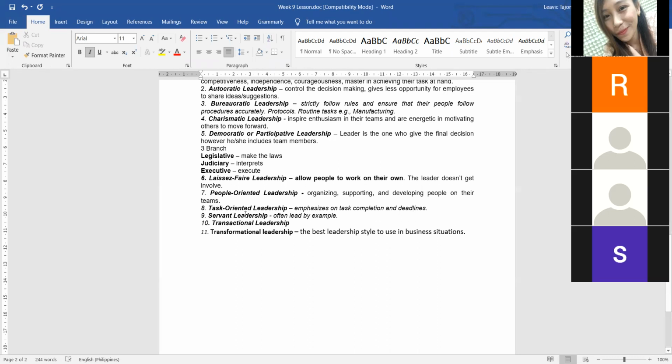Okay? Then we have servant leadership, which often is led by example. So servant leadership, meaning, from the word servant, you're a servant of all. You can become leader, you can influence others to work, but you set by example. No, bago nila buhaton, ikaw jud mismo ang mangunay.